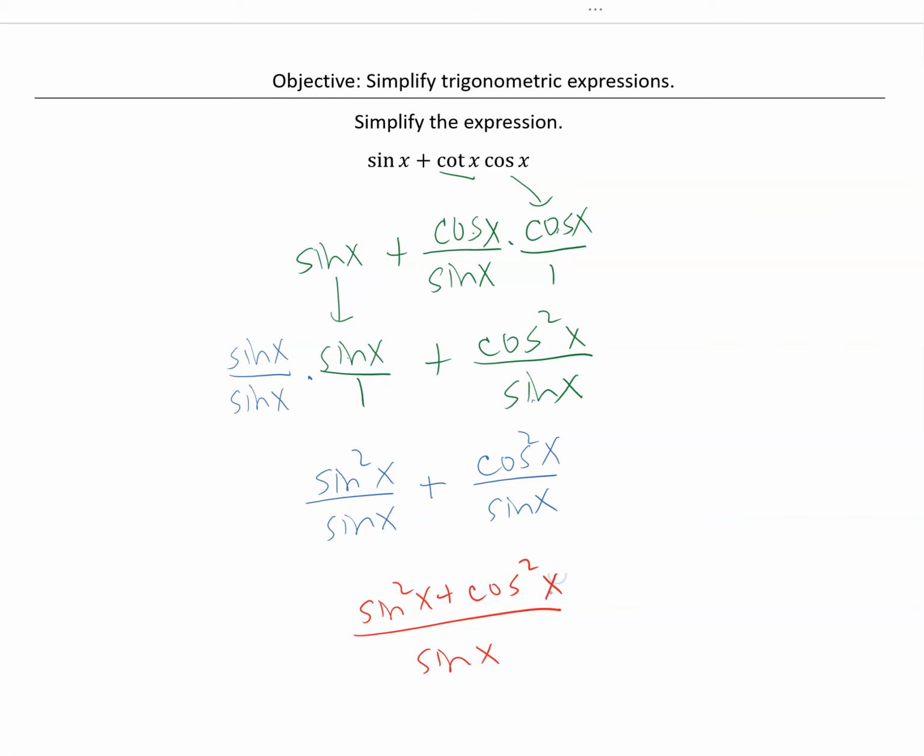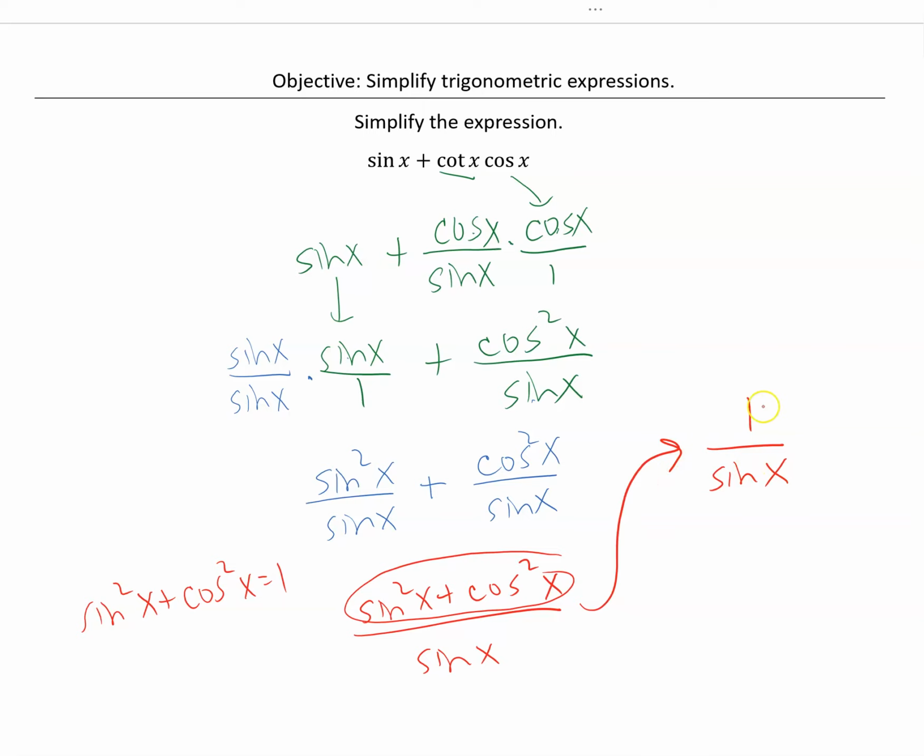At this point, we have to realize we have a Pythagorean identity that involves sine squared plus cosine squared. And it says that sine squared x plus cosine squared x equals 1. So that means that we can substitute 1 for sine squared plus cosine squared. So we get 1 over sine of x. Again, remember, we can't stop here because one of the rules about simplifying is we should have no fractional forms at all, and sine and cosecant are reciprocals of each other. So this becomes cosecant of x, like so.